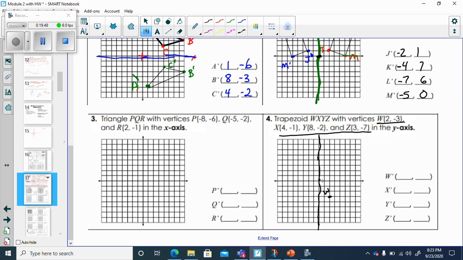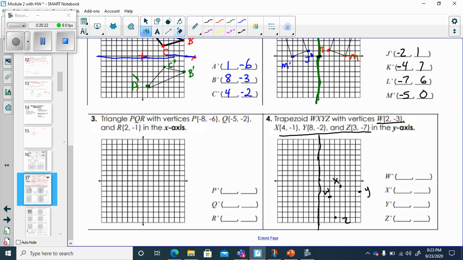X is at 4, -1. 1, 2, 3, 4, -1. There's your X. Y is at 8, -2. 1, 2, 3, 4, 5, 6, 7, 8, -2. There's your Y. Z is at 3, negative 7. 1, 2, 3, then down 1, 2, 3, 4, 5, 6, 7. Okay? There's our Z.